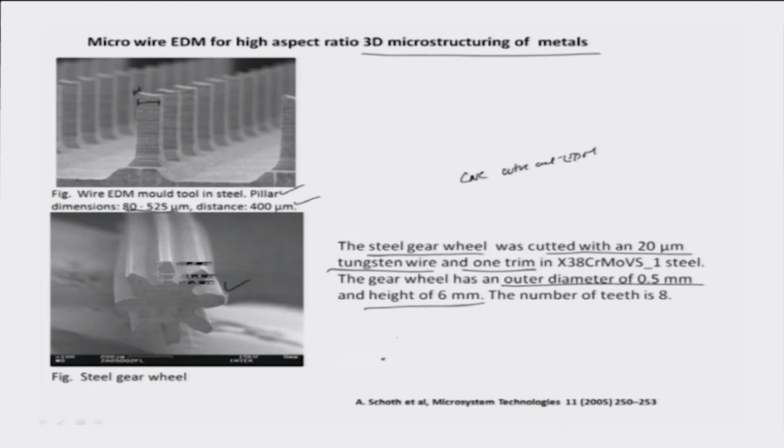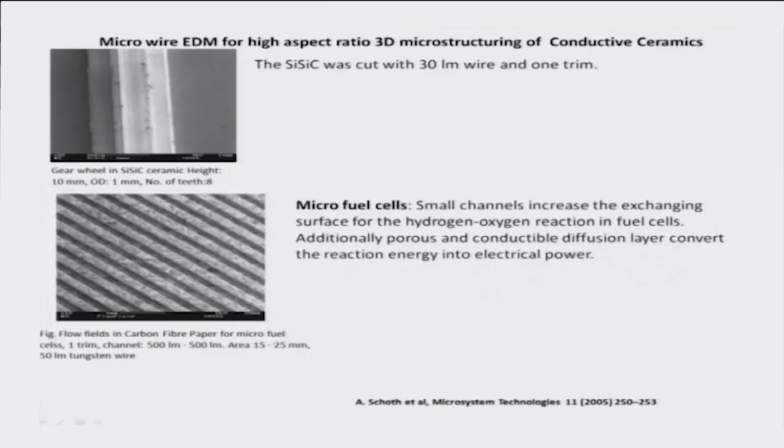So you can think of the high aspect ratio that is involved in this kind of a structure, and you can see the number of teeth in this particular case is 8. Okay, so there are about 8 teeth made in this gearing. So such is the power of this novel 3D microstructuring process.